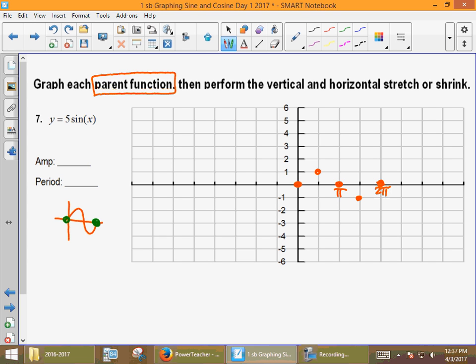Again, I'm just graphing the parent function. I'm ignoring that this says 5 sine x. I'm ignoring the 5 for now. So this is the parent. I'm going to do it all the way across, just for fun. I really like drawing the waves. Once you get that first cycle set, then fill in the rest of it. Don't try to do it all at the same time. That's crazy. Do the 5 dots, and then once you get those 5 dots set, fill in the rest.